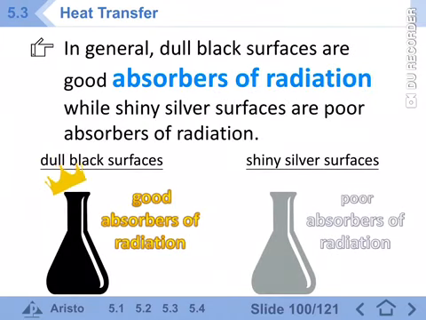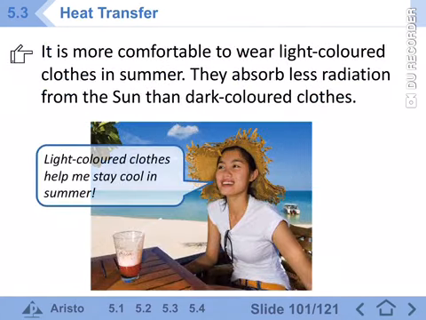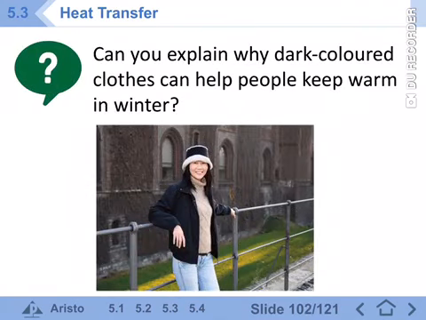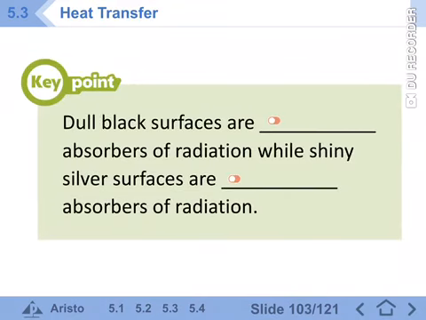Now, in here, you see that dull and black surfaces are good absorbers of radiation. Shiny and silvery surfaces are poor absorbers. During the summertime, you prefer to wear something white or light color so that it will absorb less heat. And in the winter, you wear a darker jacket to absorb more heat from radiation. That's why one is a good absorber of radiation, while the other is a poor absorber of radiation.